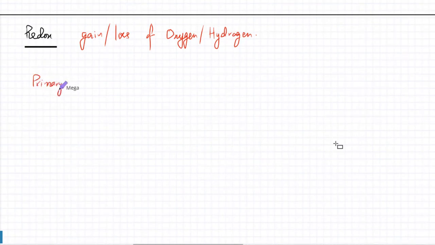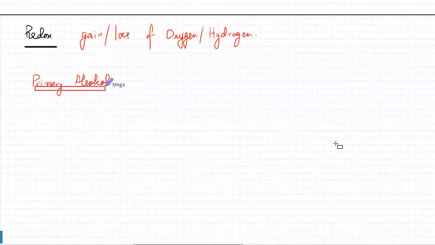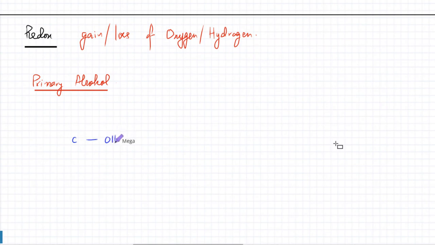There's a primary alcohol, and let's stick to that first. Let's try and explain what a primary alcohol is. A primary alcohol looks like this. It's got an OH group. That is what an alcohol is. And on two sides, it's going to have hydrogen atoms. So the carbon, this is known as the alpha carbon.